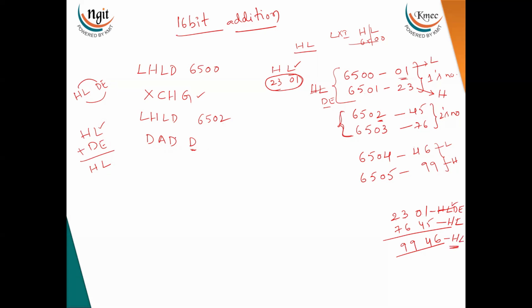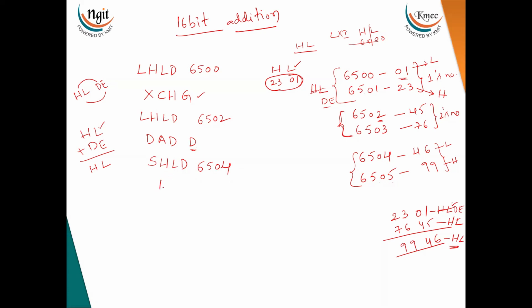Now I need to store this result into the next consecutive memory locations. For that I have one more instruction, SHLD. It stores the HL values into the two consecutive memory locations you have specified. L is moved into 6504 and H is moved into 6505. Lower goes into the lower location and higher goes into the higher location.